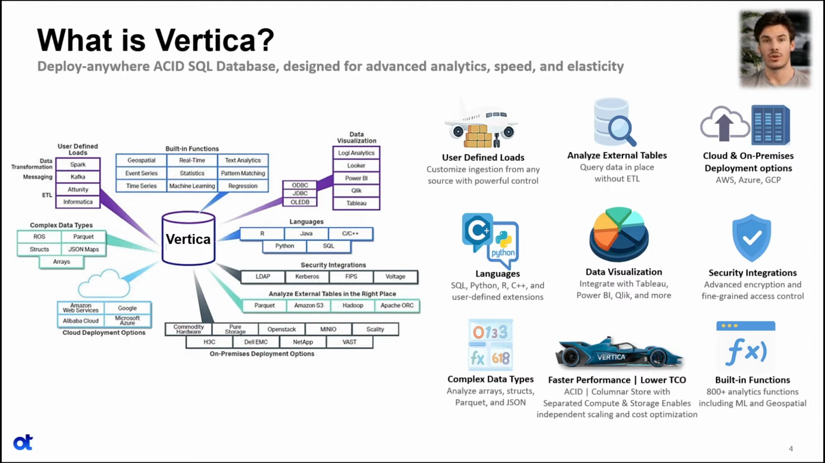Its columnar storage with separated compute and storage option enables independent scaling and cost optimization. Vertica allows flexible ingestion from any data source, provides strong encryption with fine-grained access control. It handles complex data types like arrays, structs, and others, and can import and export Parquet, JSON, and other formats. It runs on-premises or on clouds like AWS, Azure, and GCP, and also enables querying data in place without the need for ETL.